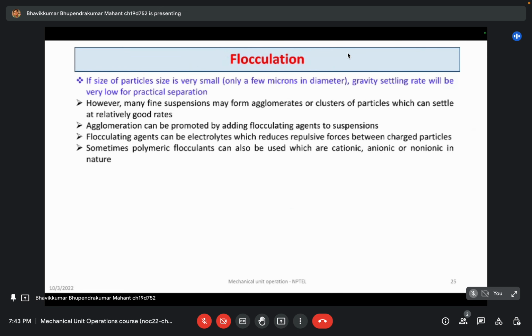Flocculation is used when the size of the particle we want to remove from the liquid is very, very small, in the micron size of diameter. The gravity settling rate will be very low for practical separation. So most of the time in dissolved solid separation in a wastewater treatment plant, you see this gravity settling or thickening process going on for 2 days, 3 days, a number of days, in order to separate out the finer solid particles.